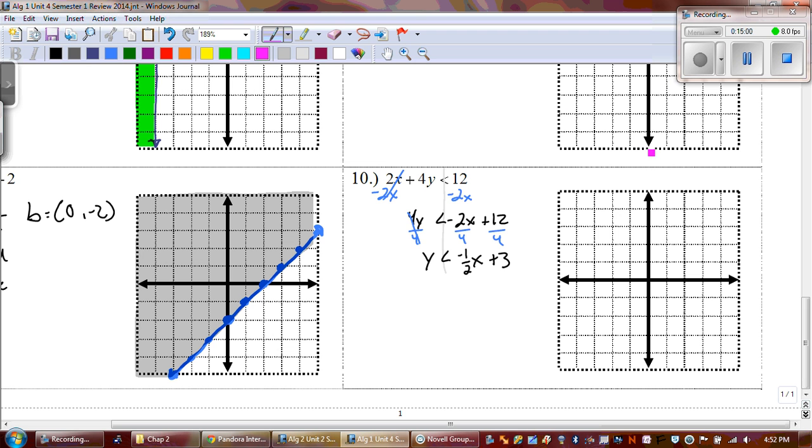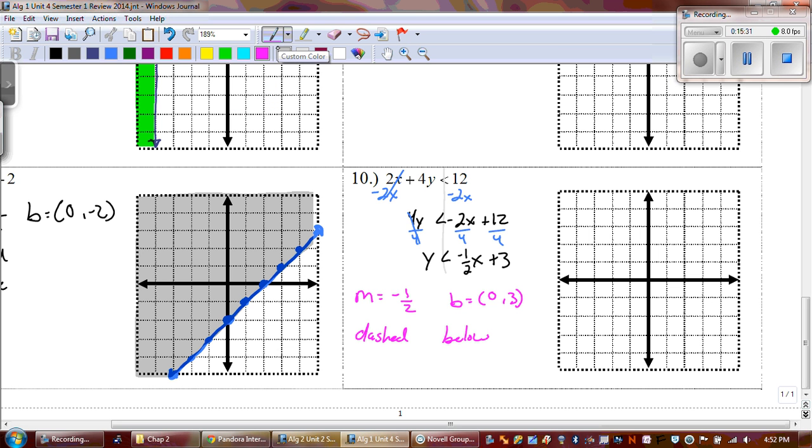Okay, so let's ask ourselves those questions. Our slope is -1/2. Our y-intercept is 0, 3. Is it solid or dashed? It's going to be dashed. And then do we shade above or below? Remember, look at that symbol right there. We shade below. Okay?